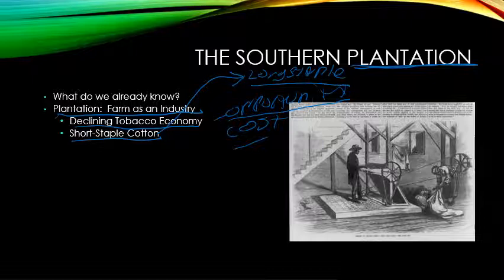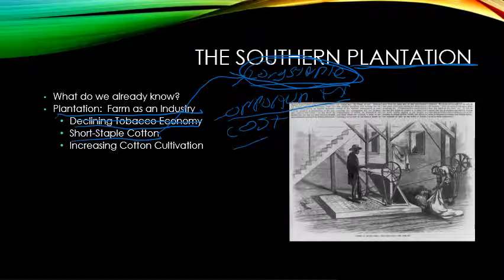Okay, so cotton is still obviously a very viable economic option, but it doesn't really blow up and it doesn't totally supplant the tobacco economy until we start to cultivate and use what's called large staple cotton. Basically, same concept, but the stems on the cotton are much larger, making it easier to cultivate and easier to pick that cotton.